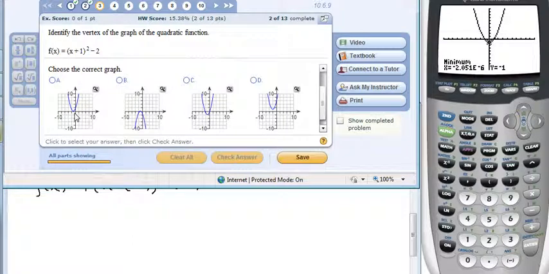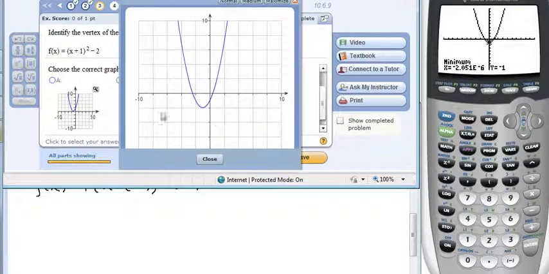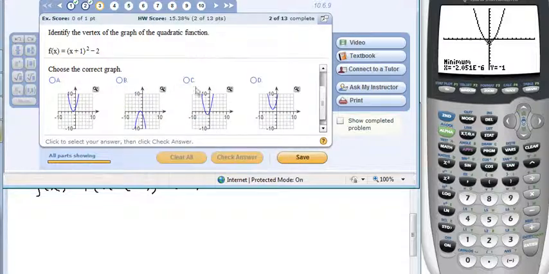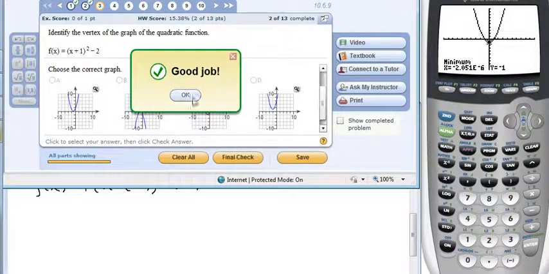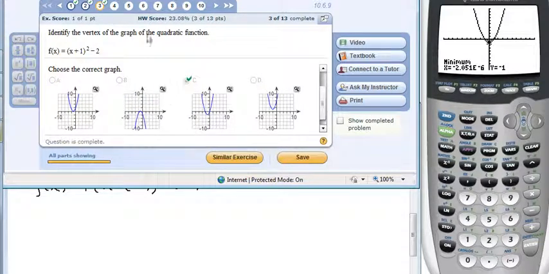-1, -2 is not there. It's probably this one. Let's just blow it up a little bit. These are -10, so these are going by 2's. So 2, 4, 6, 8, 10, right? So -1, -2, there's the vertex. I don't even need my calculator, okay? Good job.